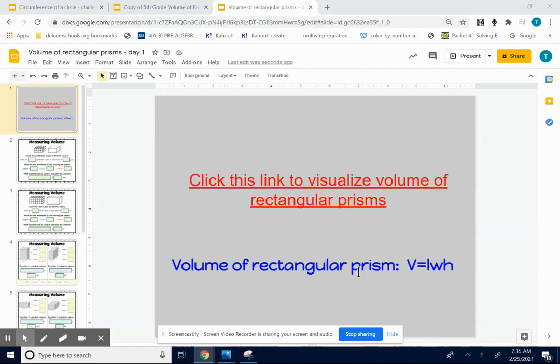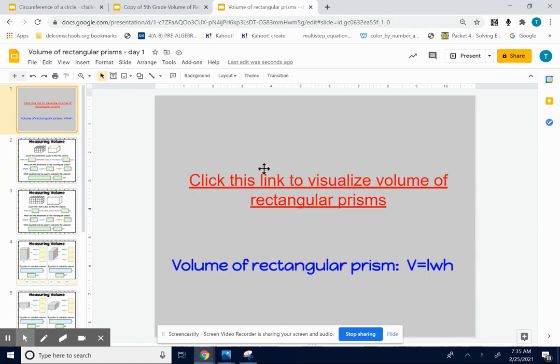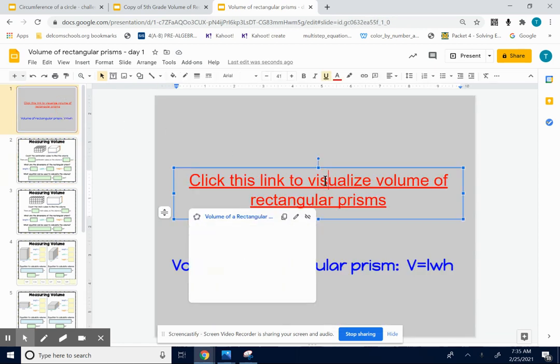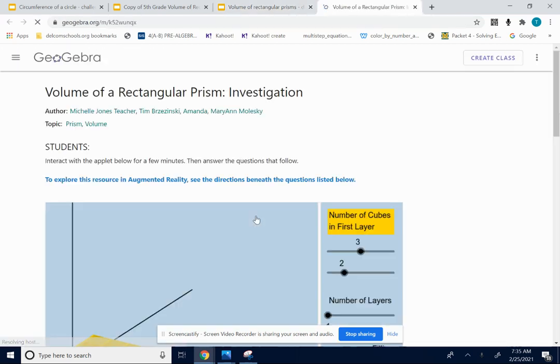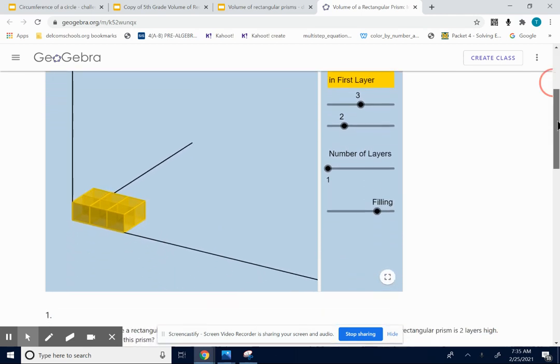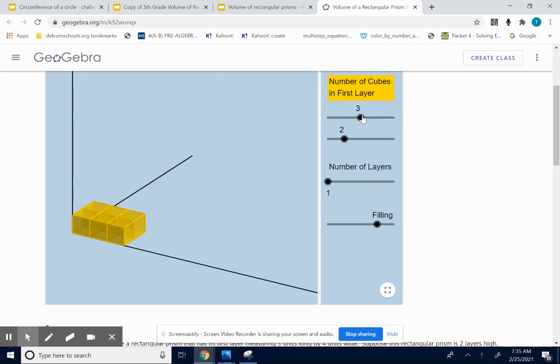Okay, this video is to help you get started on the volume of rectangular prisms slide lesson. The first slide gives you a link to see some rectangular prisms and their volumes, or a way to think about their volumes. In class, I'm going to have the students play with this a bit.